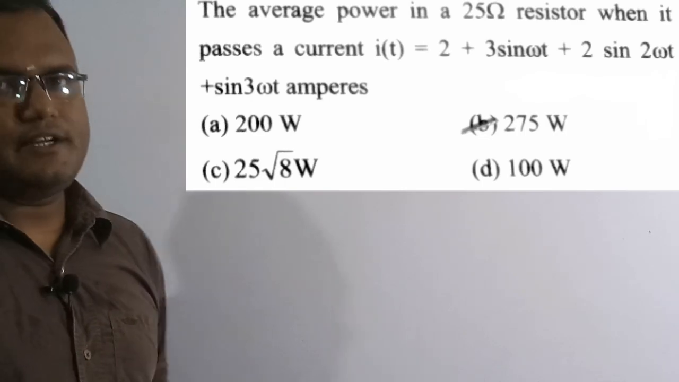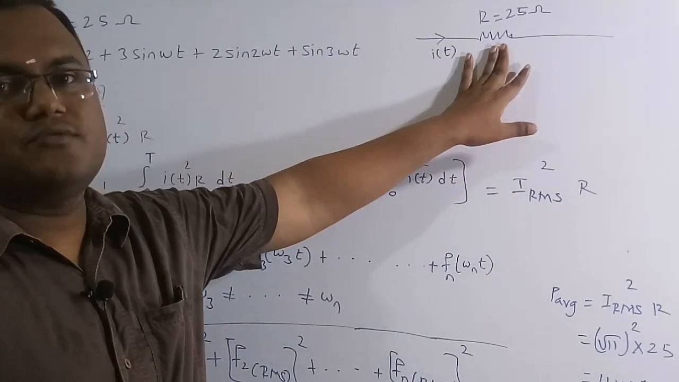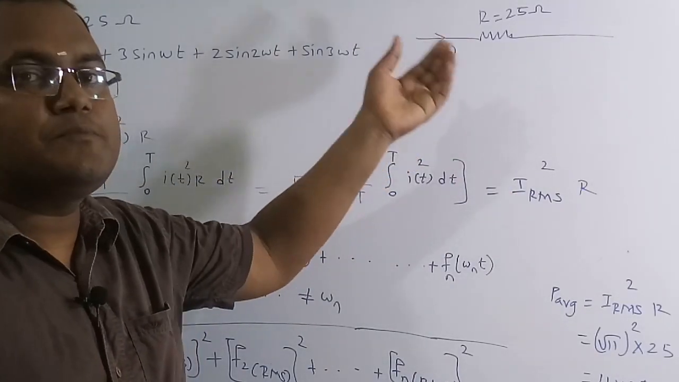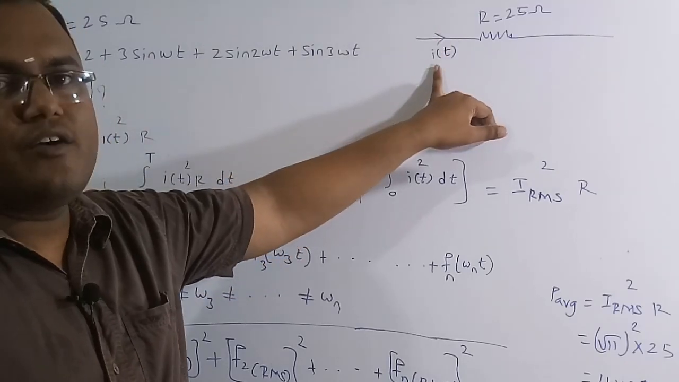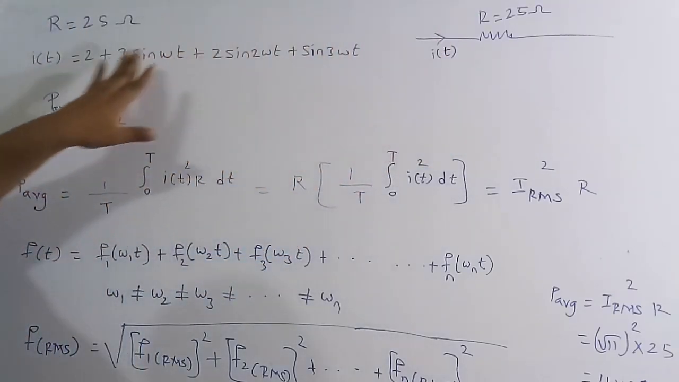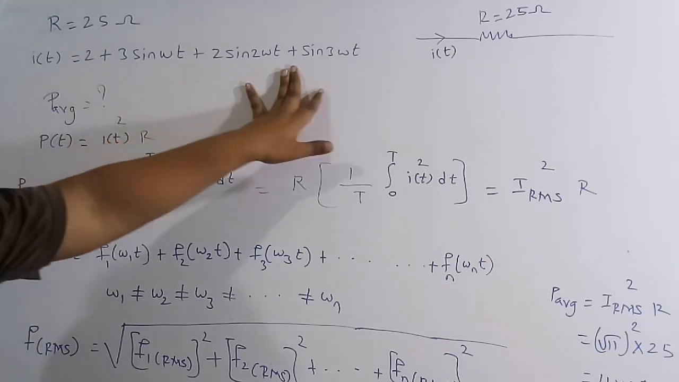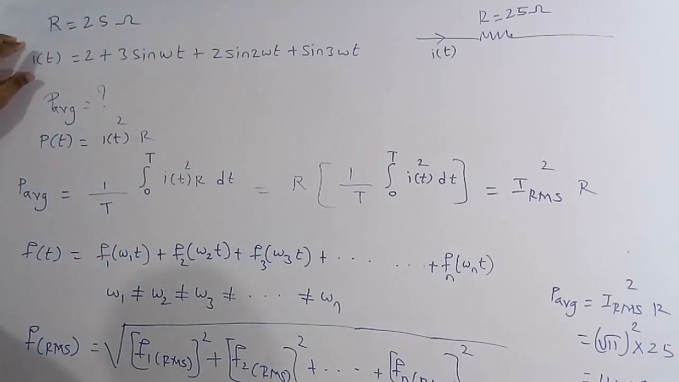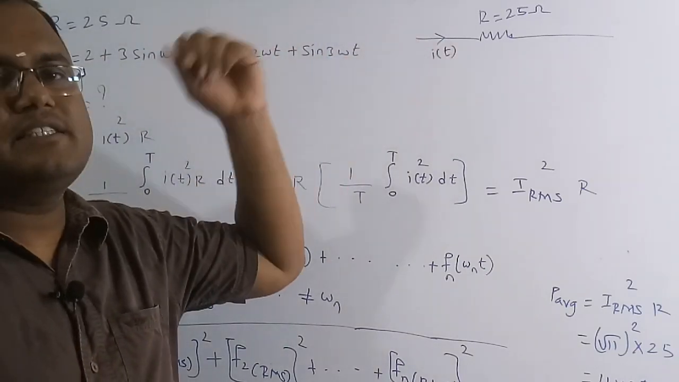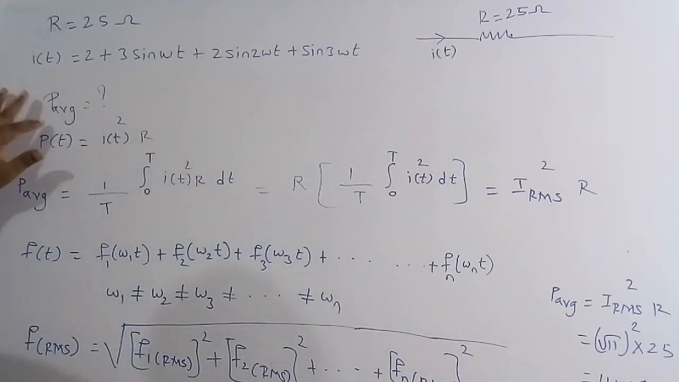So let's solve this numerical. There is a resistor of 25 ohm and the current passing through this resistor is i(t), and they have also given the expression of the current i(t). This is a big expression they have given, and the resistor is 25 ohm. Based on this we have to find the average power consumed by this resistor, which is P average.